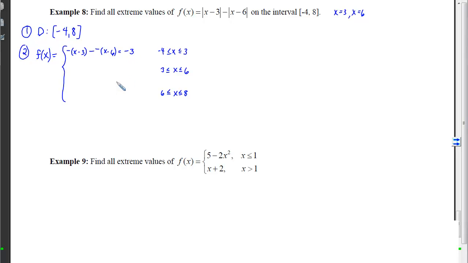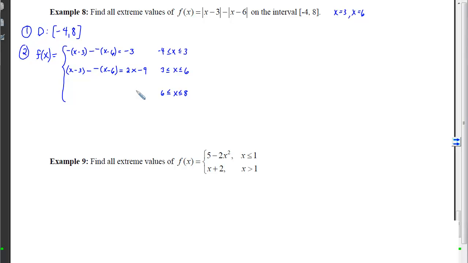If I look at the next branch between 3 and 6, say at 5, if I plug that in here, I'm going to have a positive number, so the absolute value will leave it alone. And then I will subtract what happens with this one when I plug in a 5. When I plug in a 5, I get a negative number inside, so the absolute value is going to take its opposite. If I now simplify, I can see that I have an x plus an x and a negative 3 minus a 3.